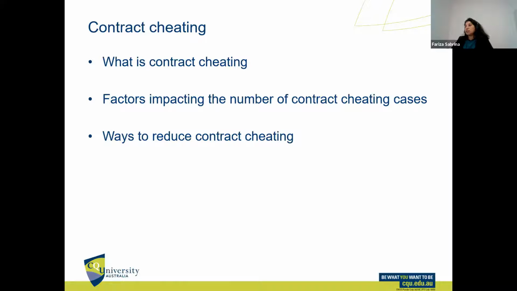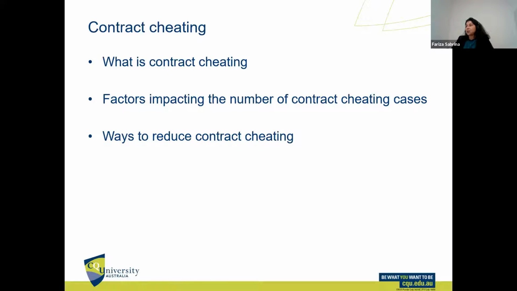Another big important factor is the assessment task. There is a relationship between assessment task and how we can reduce the number of contract cheating cases if we design it appropriately. And there are a number of ways in the literature.